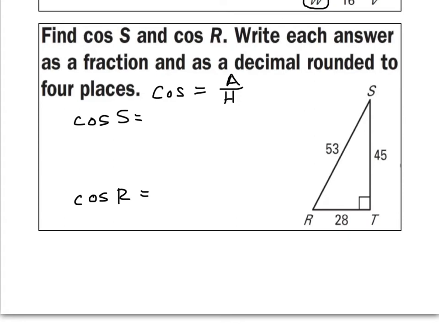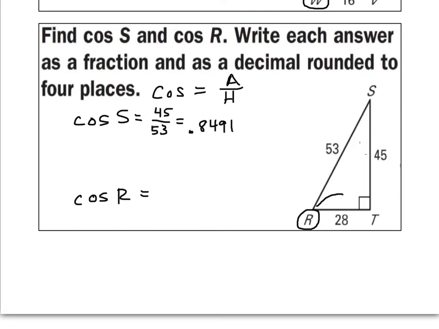Okay, now that you've hit pause, let's take a look at the cosine of S. S is right here. That's where angle S is. The side adjacent to it is, in this case, 45. And the hypotenuse is 53. So when I divide those out, I get 0.8491.